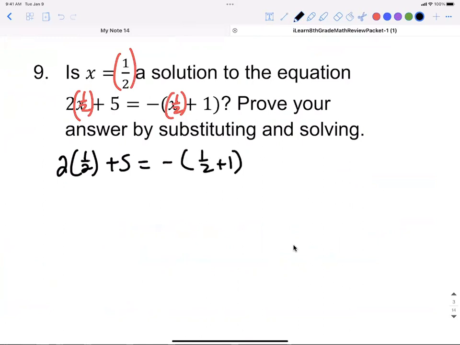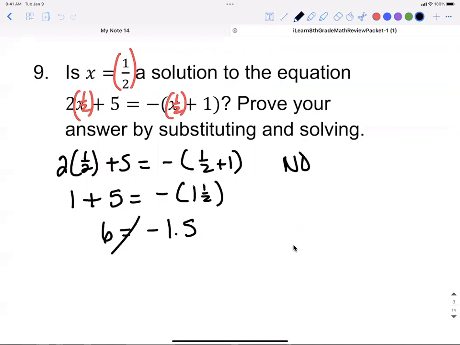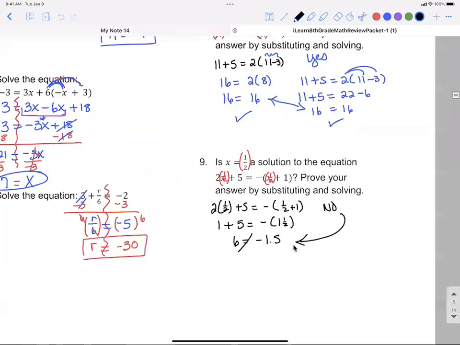So let's do a little bit of reducing here. 2 times 1/2 or half of 2 is 1. And inside those parentheses, 1 plus 1/2 is 1.5. Either way, it doesn't matter. 1 plus 5 is 6. Negative 1.5, it doesn't matter. Do they equal each other? No, they do not. So no, X is not a solution, and we proved it by substituting and solving.